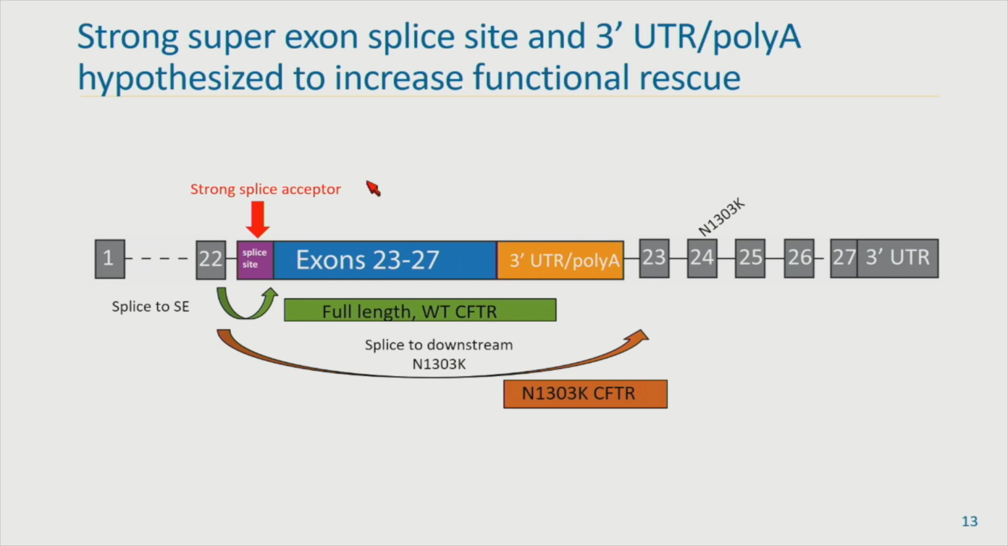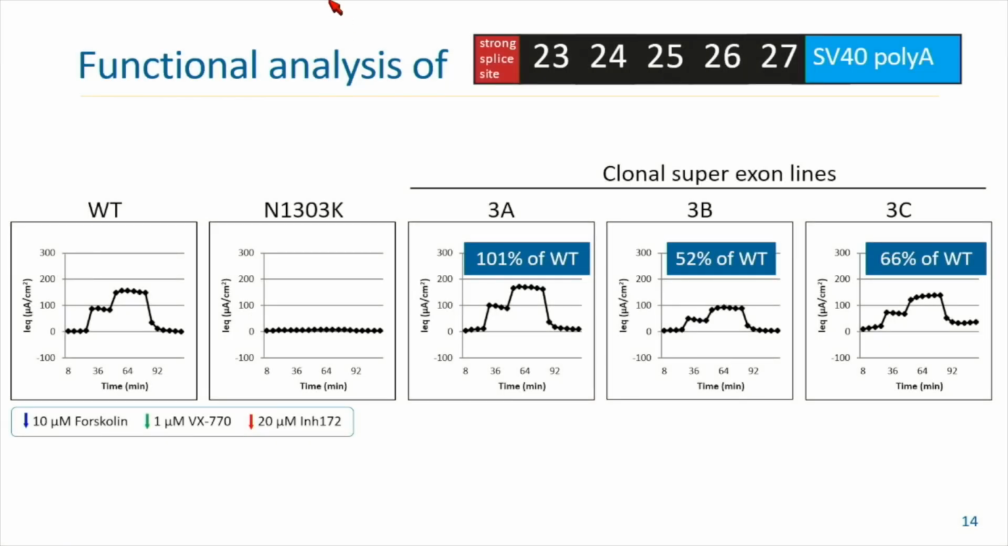So in addition to the strong splice acceptor, we wouldn't necessarily need to have as strong of a splice acceptor if we were really effectively terminating our transcript. So we wanted to try a different 3' UTR and polyadenylation signal sequence. So in this third generation construct, we have both a strong splice site as well as the SV40 polyadenylation signal sequence. And now we're getting about 50 to 100% of wild type functional rescue, which is much more in line with what we were hoping to see.